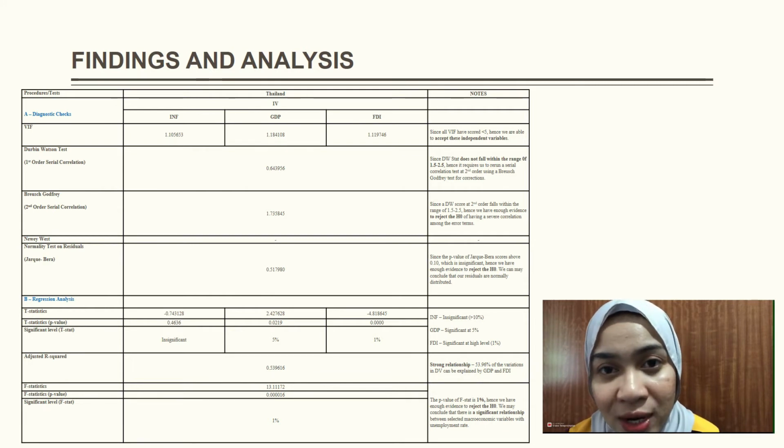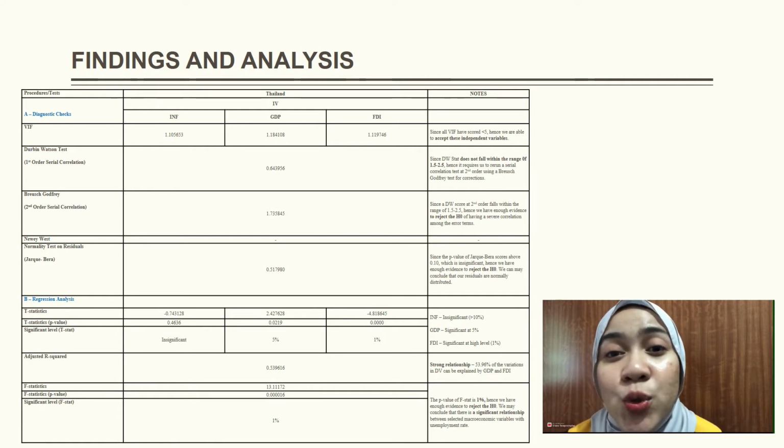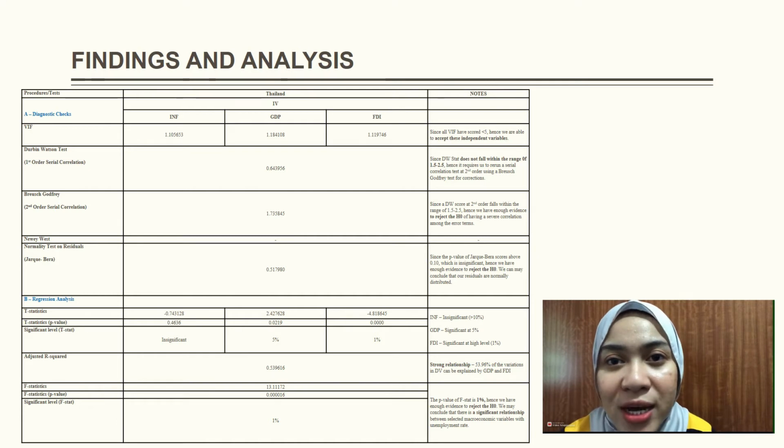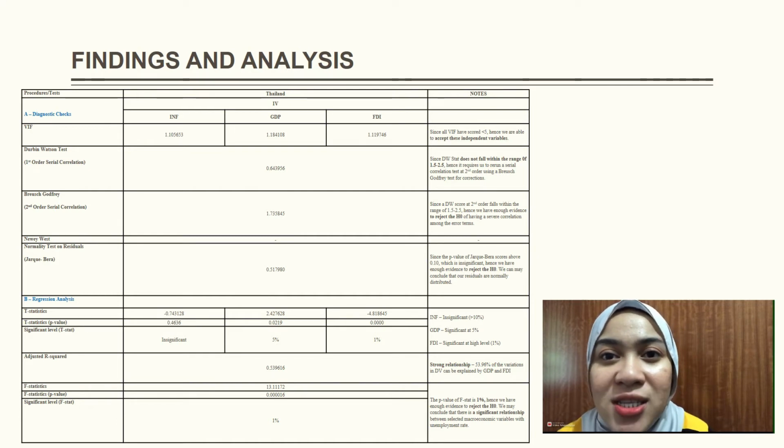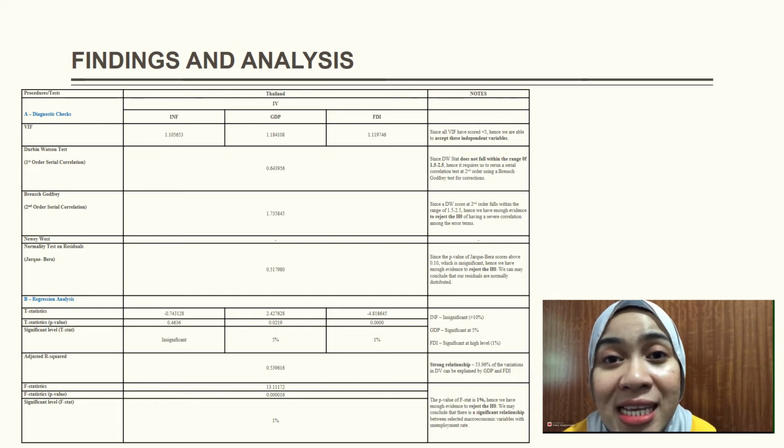Therefore, I must run a Breusch-Godfrey test to minimize the residual correlation. Next, I have run the Breusch-Godfrey test and the test statistic follows a chi-square distribution. The DW stat for Thailand is 1.74, which is within the range of 1.5 to 2.5. Therefore, I have enough evidence to reject the H0, and the error term or residual does not suffer a severe serial correlation at second order.